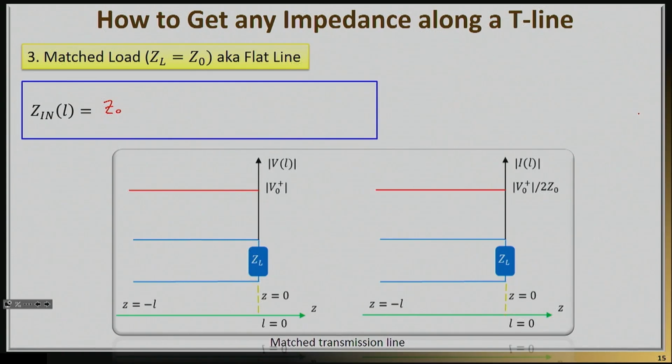You have a constant voltage. There's no maximum or minimum, hence the name flat line. And that's true both for the voltage as well as for the current, as you will see here. So this is the case of the matched transmission line. That means, once again, that the load has the same value as the characteristic impedance of the line, and you have essentially the simplest possible scenario.